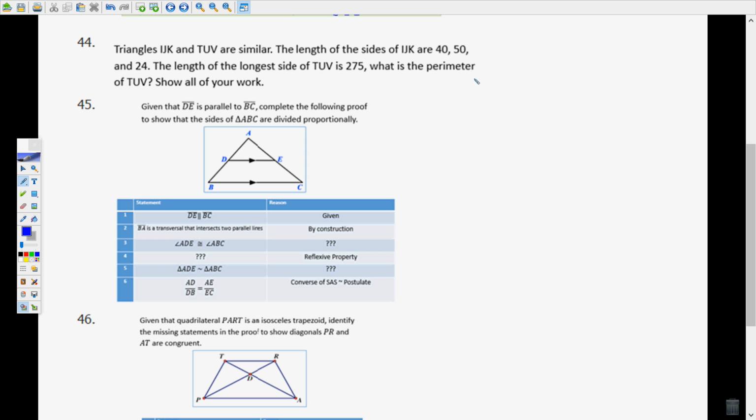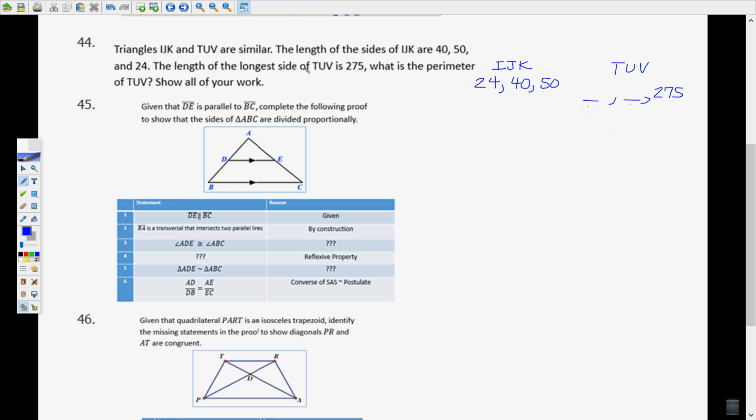Number 44. Triangles IJK and TUV are similar. The lengths of the sides of IJK are 40, 50, and 24. I'm going to put those in order from least to greatest: 24, 40, and 50. That's for IJK. The longest side of TUV is 275. It's asking us, what is the perimeter of TUV? Okay, so we need to find the other 2 sides.